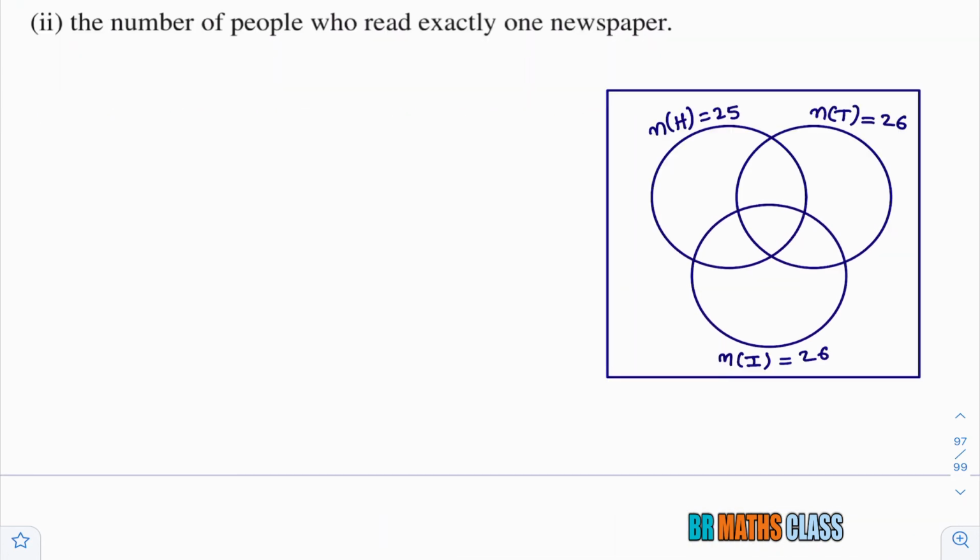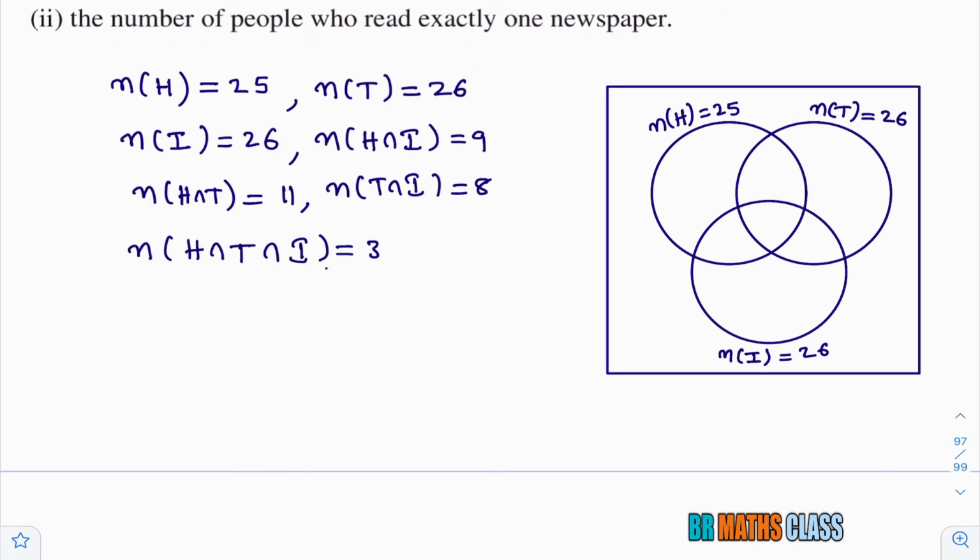You observe the second bit, the number of people who read exactly one newspaper. Many students get confused understanding this problem. Actually, it is very easy if we do this problem with the help of a Venn diagram. First, I'll write the given data from the question. See, this is the given data from the question.